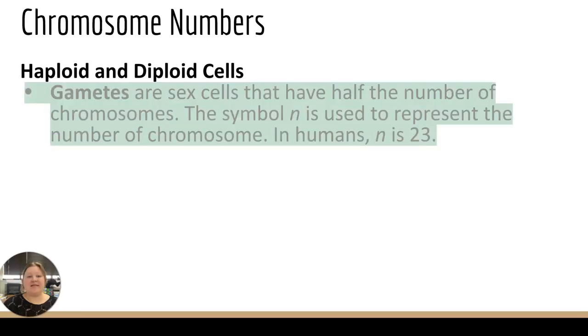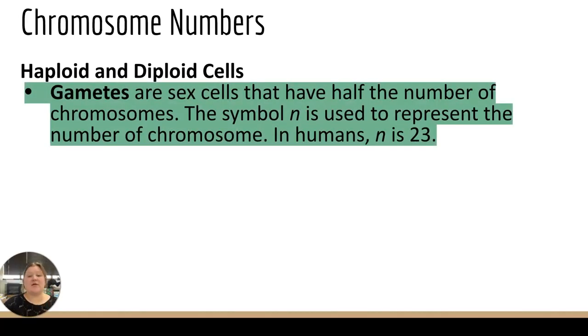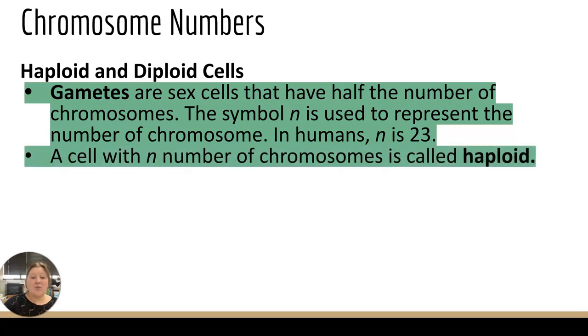Now for haploid and diploid cells. So gametes are sex cells that have half the number of chromosomes, and the symbol N is used to represent the number of chromosomes. And in humans, N is 23. We have 23 different types of chromosomes. The cell with N number of chromosomes is called haploid. So we are covering meiosis next, but in meiosis we create these gamete cells that only have half of that homologous pair. There's only one chromosome in there, there's not the pair. So in humans, those gametes are going to be the egg and the sperm.